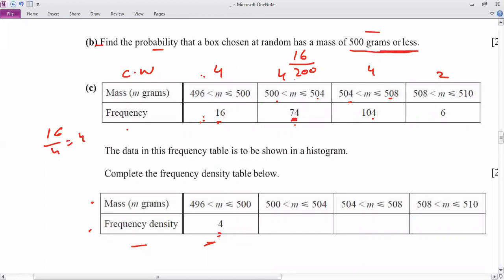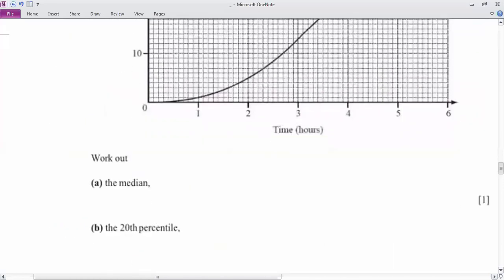Frequency over class width. So 74 over 4, what will it be? 18.5. For this one, 104 over 4. 26. And for this one, 3. Yes. So accordingly, we will write this frequency density. This one is also the same.